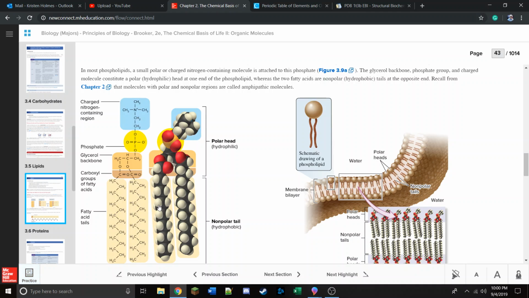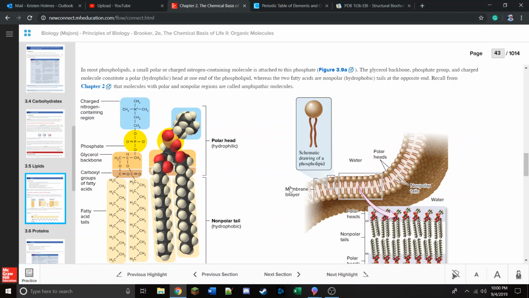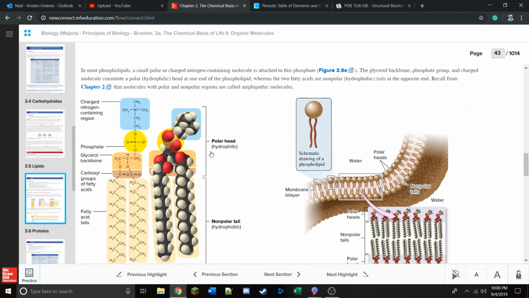And then all the fatty acids turn inwards to get away from it, and they can form this nice long chain of polar and nonpolar. And when it's both hydrophilic and hydrophobic, it's called amphipathic.